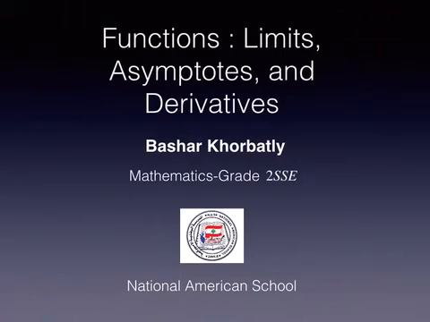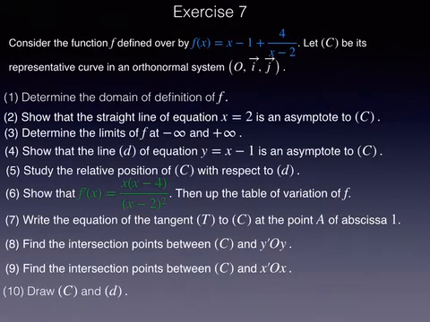Hi everybody, we'll continue solving exercise number 7. So we have a function f of x equals x minus 1 plus 4 over x minus 2. In the first part we find the domain of definition, and in the second part we prove that the straight line of equation x equals 2 is a vertical asymptote, and also we find the limit at plus and minus infinity of the function f of x.